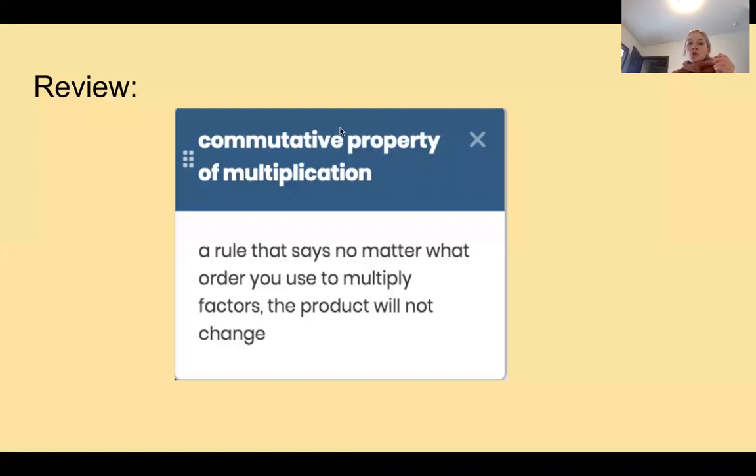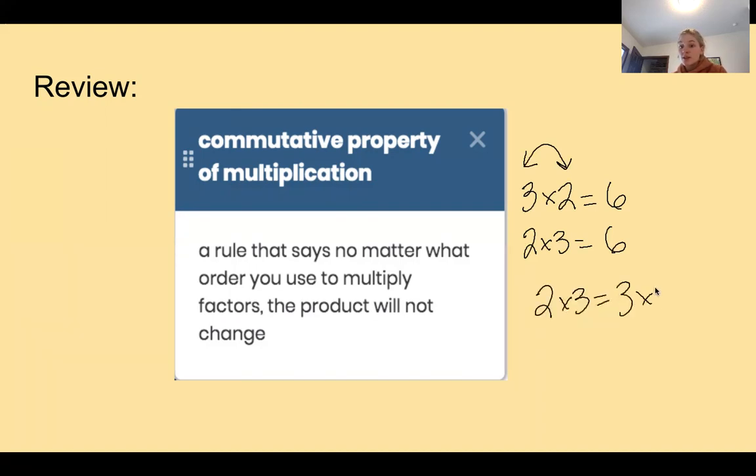So last time you learned about the commutative property of multiplication. That means a rule that says no matter what order you use to multiply factors, the product will not change. So for instance, if I had 3 times 2, that equaled 6. Or if I had 2 times 3, that would also equal 6. It doesn't matter if you reverse the 3 and the 2. So basically, 2 times 3 is equal to 3 times 2. They both equal 6.